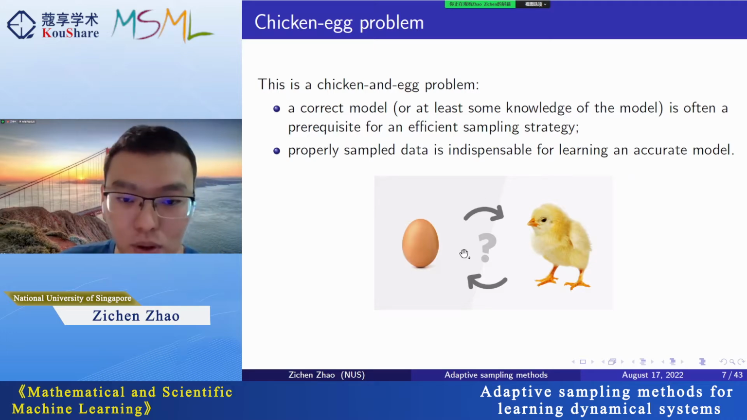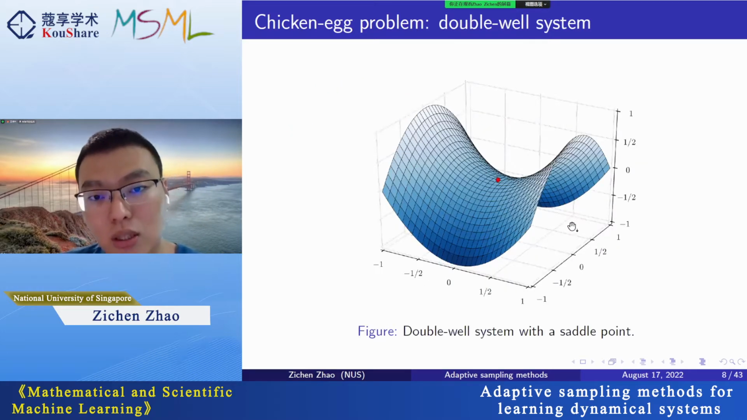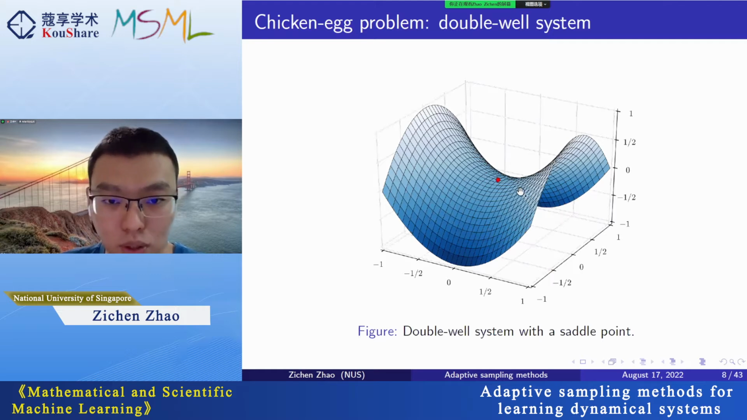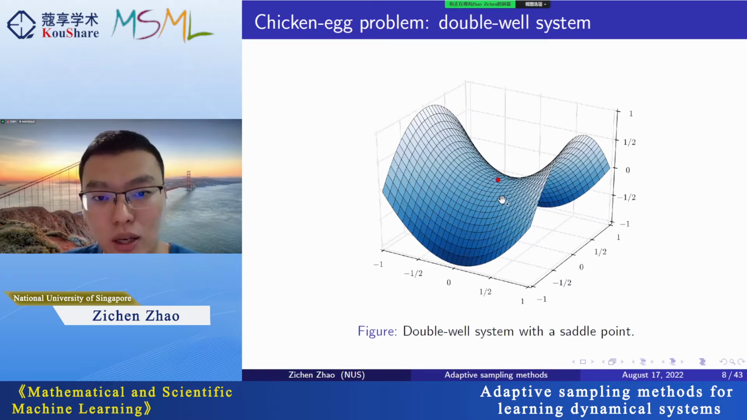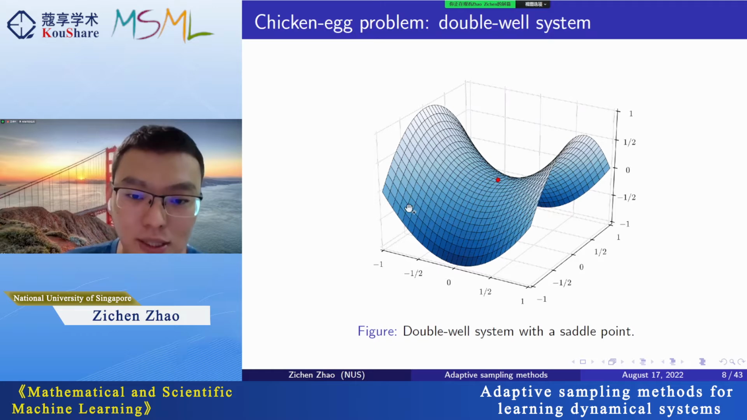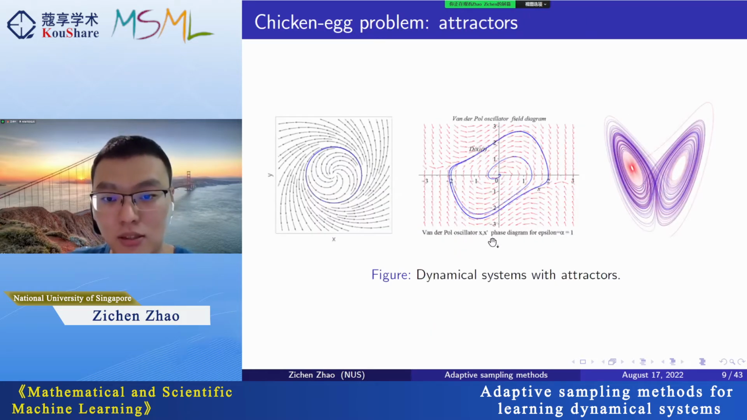The first example is the system with double-well potentials. The most important point here is the saddle point. If you want to model the dynamics around the saddle point, you need to control the trajectories across the saddle point, right? But if we have no knowledge about the location of the saddle point, one cannot do such things. And similar phenomena can be found in dynamical systems with attractors.